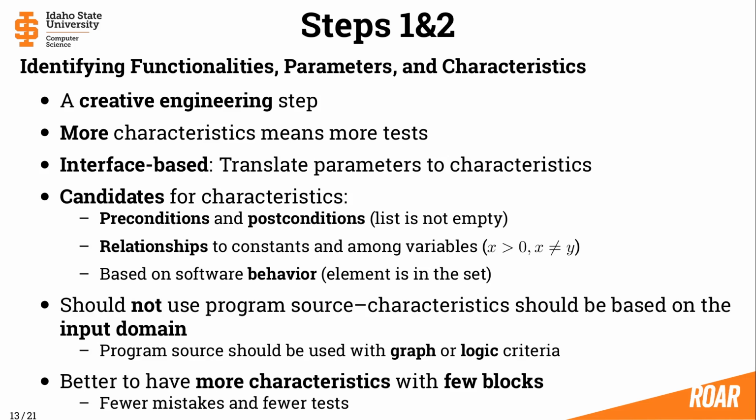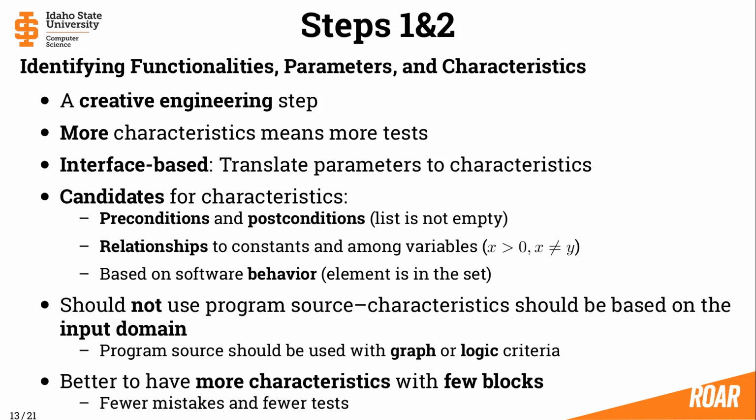So for steps 1 and 2, we'll talk about an example of doing this partition in a bit here. For steps 1 and 2, we have to identify the functionalities, parameters, and characteristics, okay? This is a creative engineering step. And the more characteristics we derive, the more tests we end up having to do.